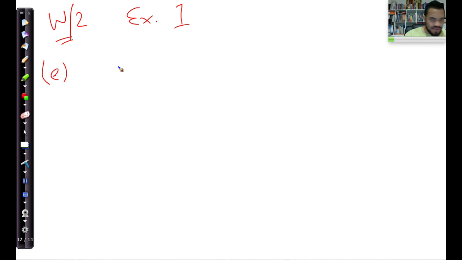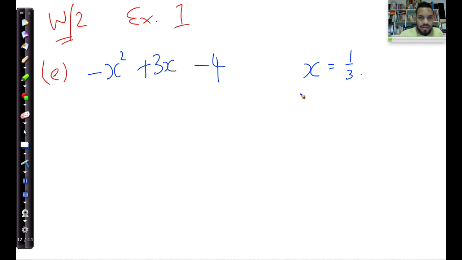Okay, so question E reads as follows: minus x squared plus 3x minus 4. Okay, and they tell you evaluate, or give the value of this expression that we see over here, not an equation because there's no equal to sign, it is an expression. Give the value of this expression if x is equal to a third. If x is equal to 1/3.